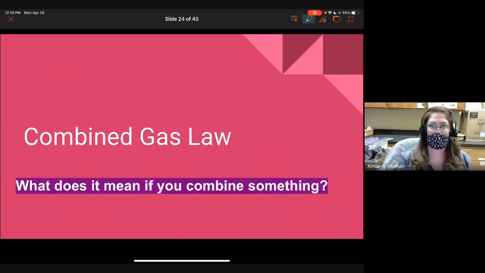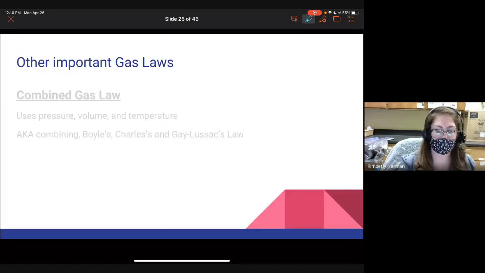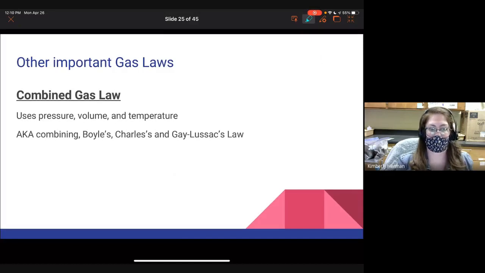Now, our combined gas law is the last one that we're going to look at. So what does it mean if you combine something? Whether we're combining something in the kitchen or combining paints in our studio, it's a mishmash of all different stuff coming together. So our last important gas law is the combined gas law.